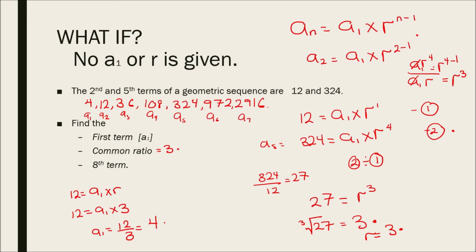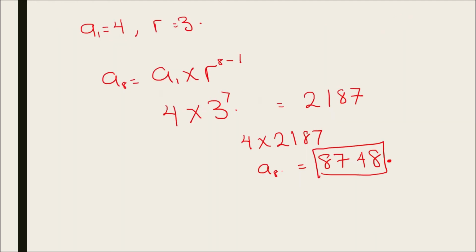So we have one more. And 2916 times 3 should give me 8748. So our answer is actually correct. So our a8 is 8748. Cool. So we're correct. So good job, guys.